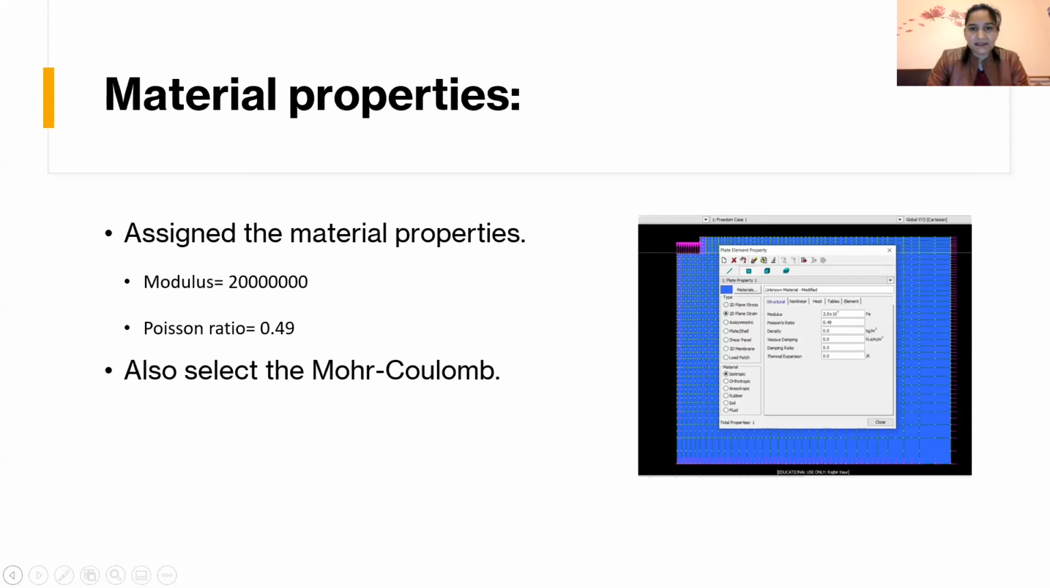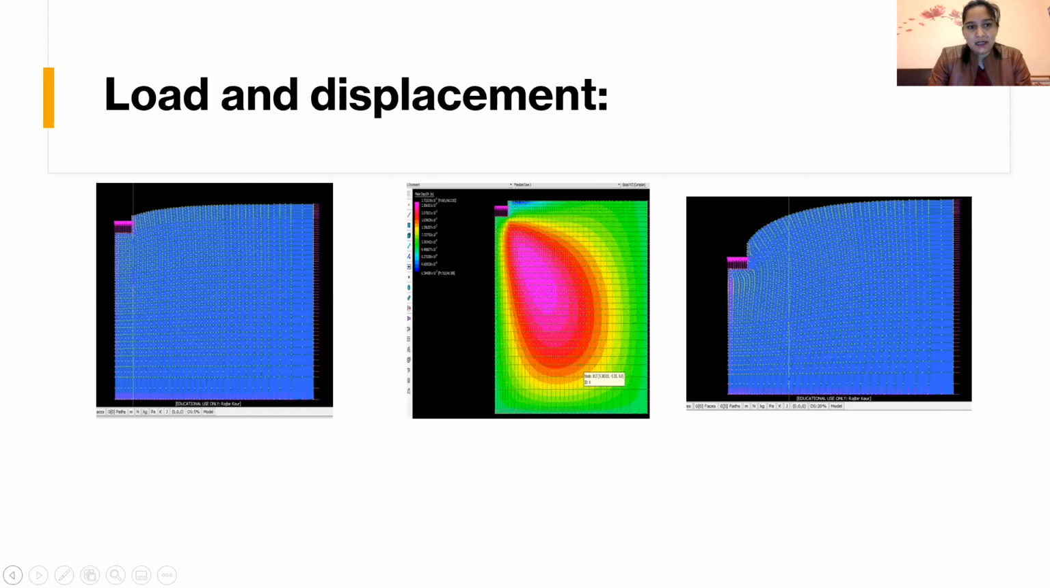So next is the material property. Here the modulus is given and Poisson's ratio is given. You have to provide the 2D plane strain and then provide this information, and finally also select the elastic plastic module and select the Mohr-Coulomb.